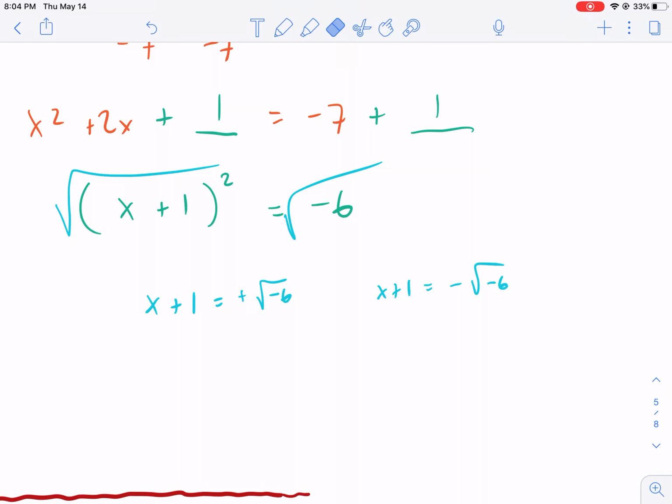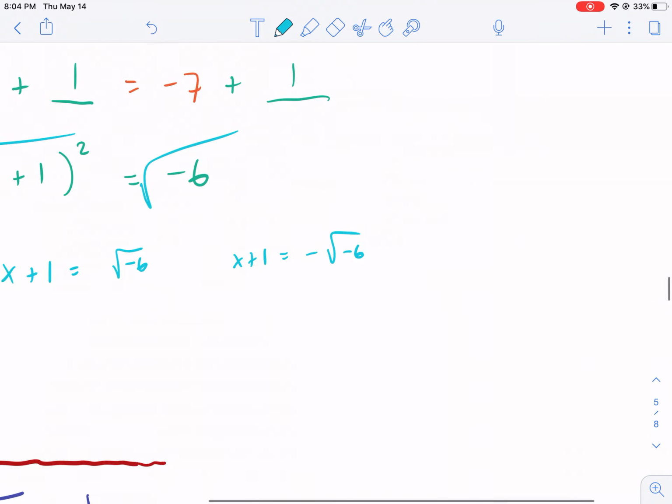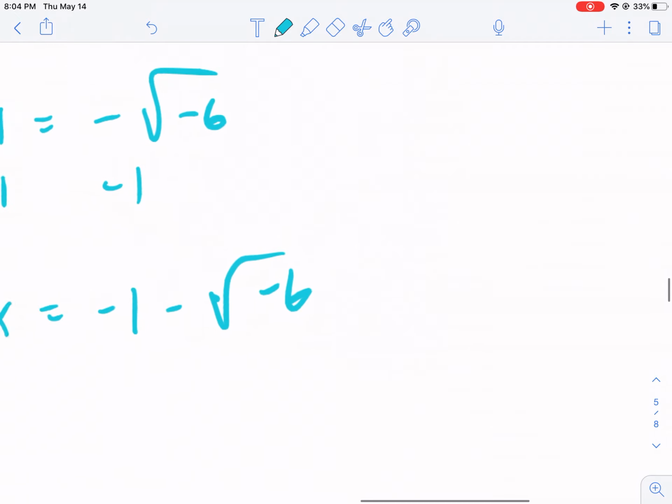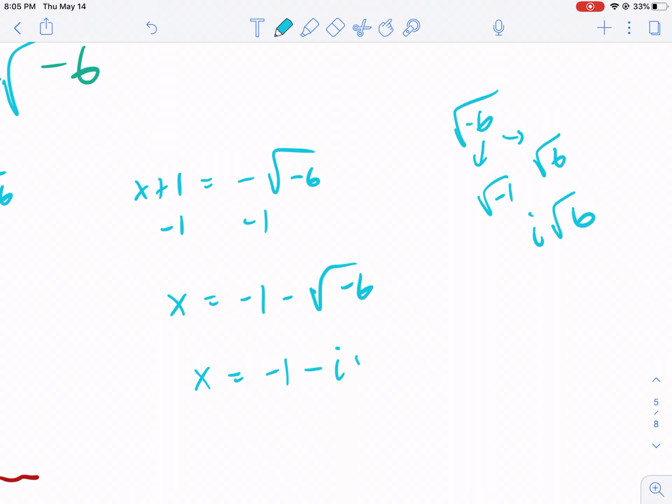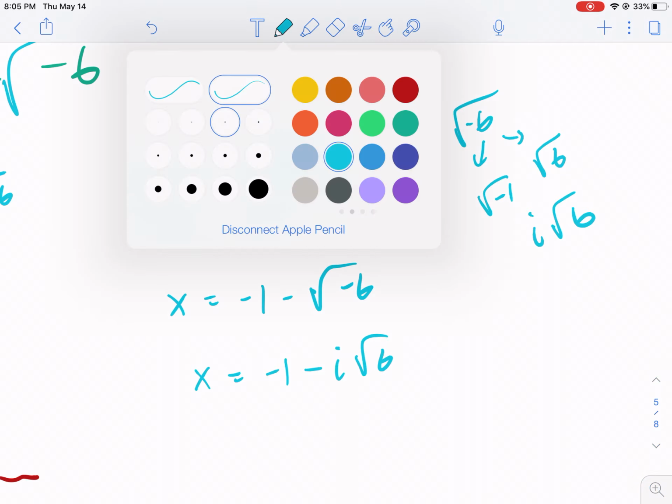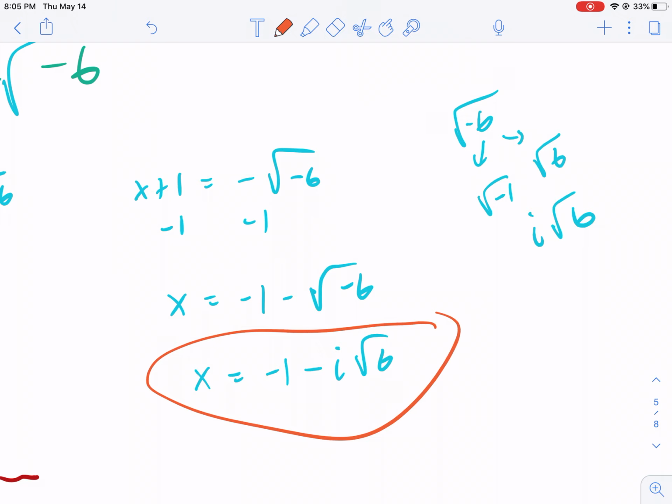Let's start with the negative. It's like the bad news first, right? So I subtract 1 from both sides. I get x equals negative 1 minus the square root of negative 6. Don't leave it like square root of negative 6, though. Let's try to take out the i. So we have x equals negative 1. Square root of negative 6 is the same thing as square root of negative 1 times the square root of 6. That's i radical 6. So negative i radical 6. There's our answer. I'm choosing a different color to stand out, of course.